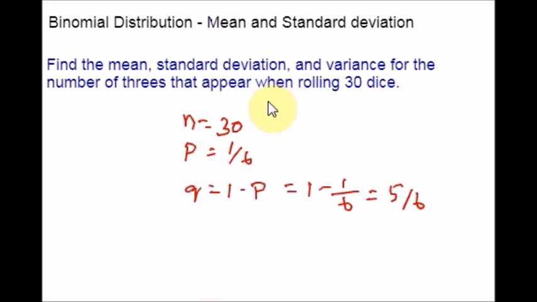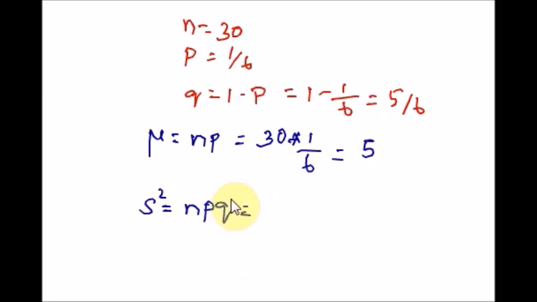Now finding mean, standard deviation and variance is easy. All you have to do is write the formula, substitute the values taken from the question and do the algebraic calculation. So mean, the formula is NP, just plug in 30 and 1 over 6. If you multiply, you'll be getting 5. If you're going to use Q, it will be very easy for you to memorize the formula. So variance would be N times P times Q.